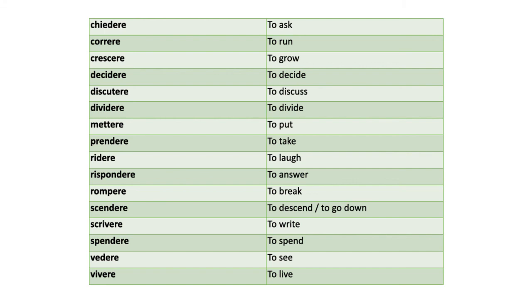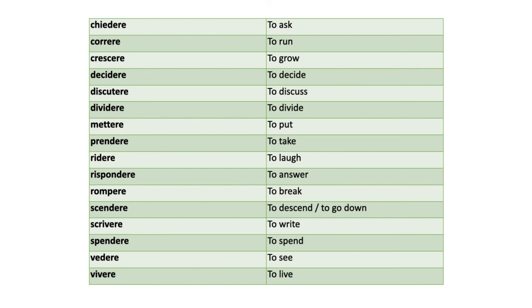Notice that there's a difference between vedere, which is to see, and guardare, which means to watch, right? Exactly the same difference that you find in English between to see and to watch. Guardare e vedere. Okay, all of these are regular ere verbs, which means that in order to conjugate them, you follow the pattern I just showed you.